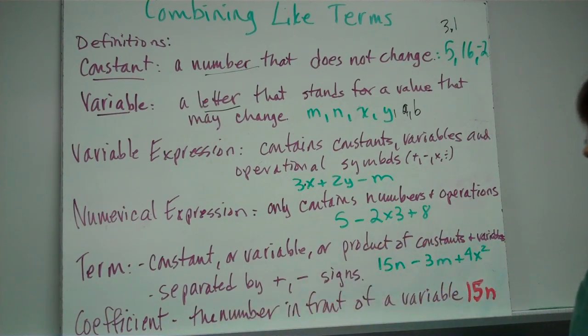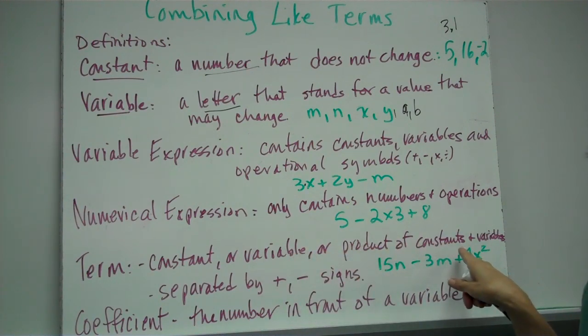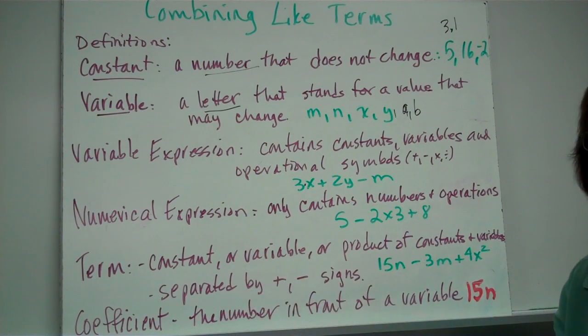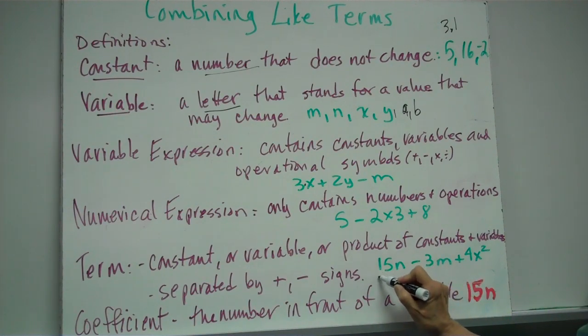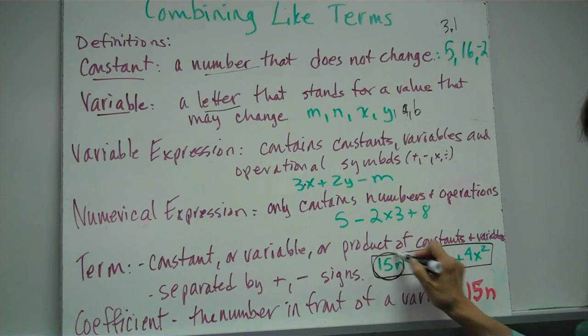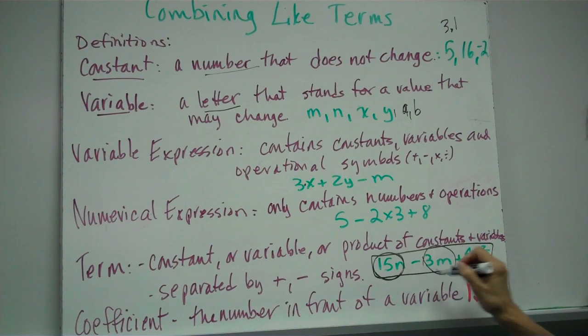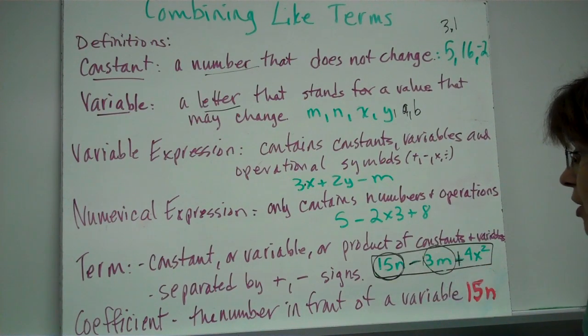The word term could stand for a constant, a variable, or a product of constants and variables, separated by a plus sign and a minus sign. All right, so here's an example. This is a variable expression, and one term is here. It's got a variable and a number. Here it's got another term, with a variable and a number. And here it's got another term with a variable and a number. And they're separated by plus and minus. All these individual ones are what we call terms.